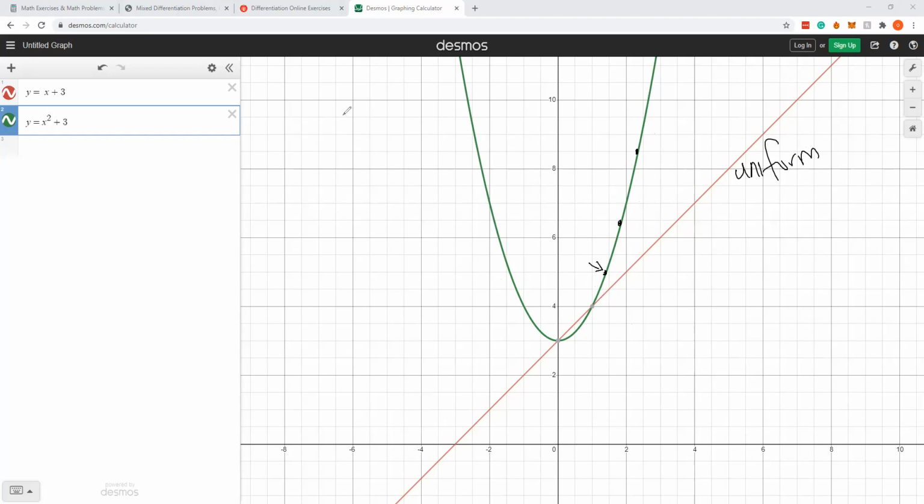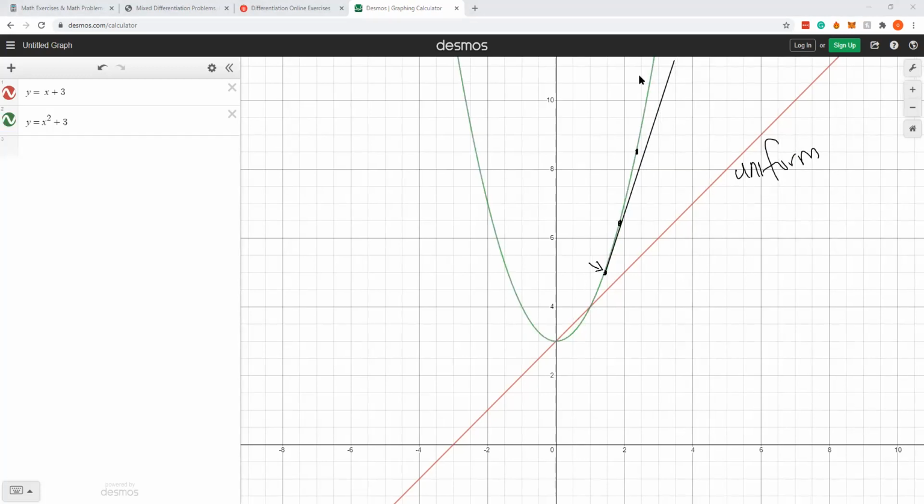The best we can do is to draw a line that just touches. So let me see if I can do that here. Let me draw a line and edit it a bit. Something like this, a line that just touches this point, and this is going to be our tangent line. There we can find our x1 and x2.